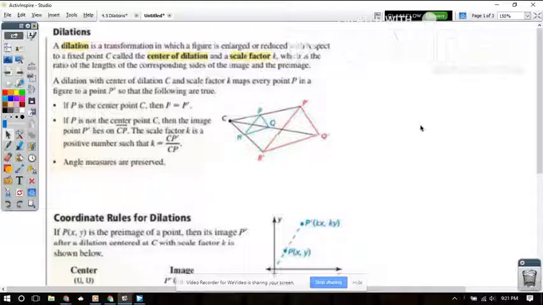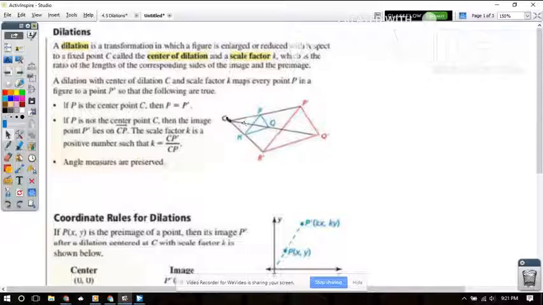A dilation is a transformation in which the figure is enlarged or reduced. So it's going to change the size, and it's going to do this with respect to a fixed point called the center of dilation and a scale factor, which we're going to call K. The scale factor is the ratio of the lengths of the corresponding sides of the image and the pre-image. So the scale factor would be the ratio of the length of side PQ over the length of side P prime Q prime, right? Or vice versa.